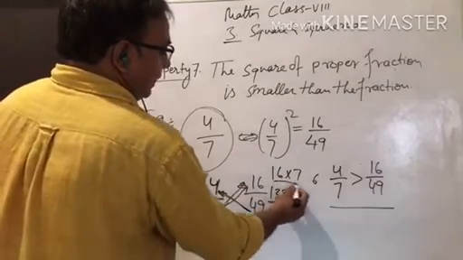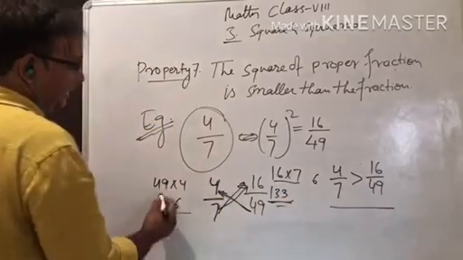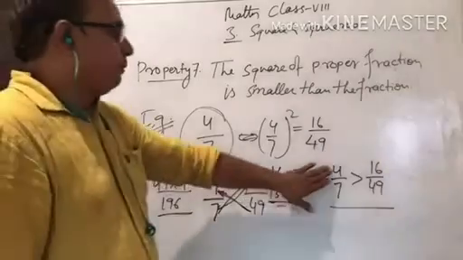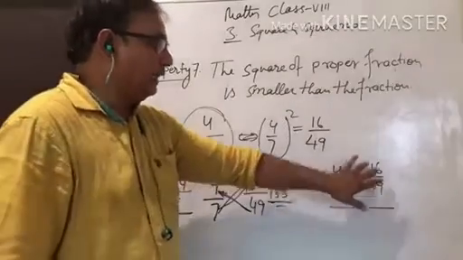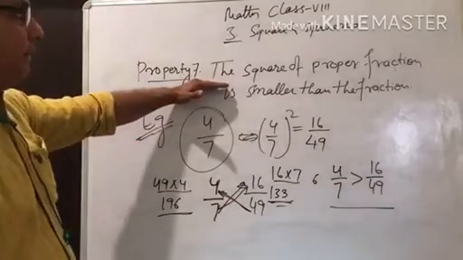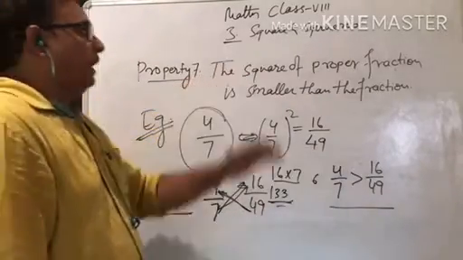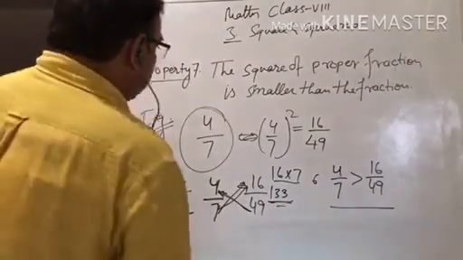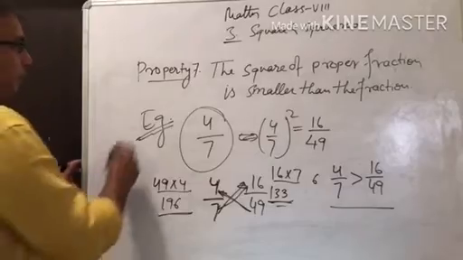You see, 16 times 7 is 133 and 49 times 4 is 196. So 4 upon 7 is greater than 16 upon 49. This is the property number 7. The square of a proper fraction is smaller than the fraction. I think now it is clear. Now move to the property number 8.